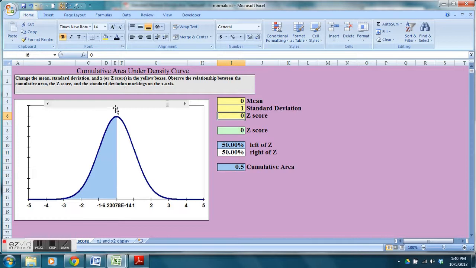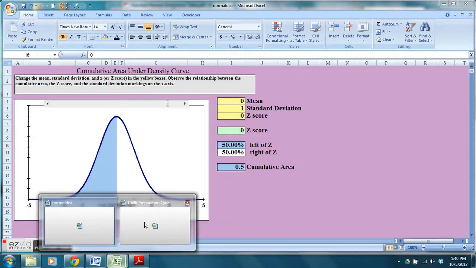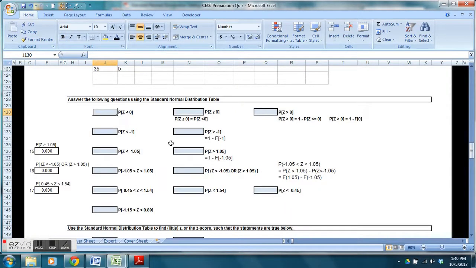The mean is what divides it. There's 50% on each side. So, beating a dead horse, we know that this is 50%, and the probability that it's greater than is also 50%.